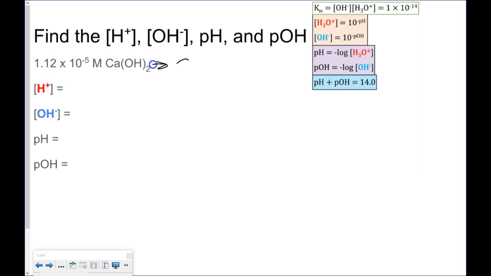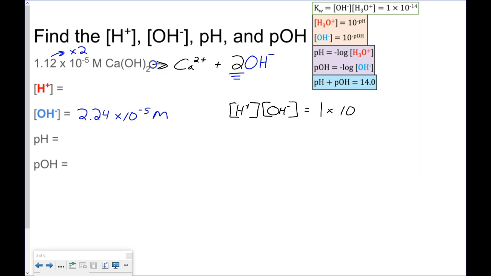1.12 times 10 to the negative 5th molar calcium hydroxide. Now you need to recognize here that this is going to dissociate to form twice the amount, so it's going to give me 2 moles of hydroxide for each 1 mole of calcium hydroxide. So I need to take my concentration and multiply that by 2. So that's going to work out to be 2.24 instead of 1.12 times 10 to the negative 5th.